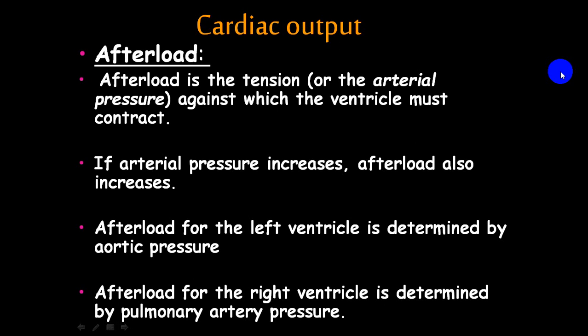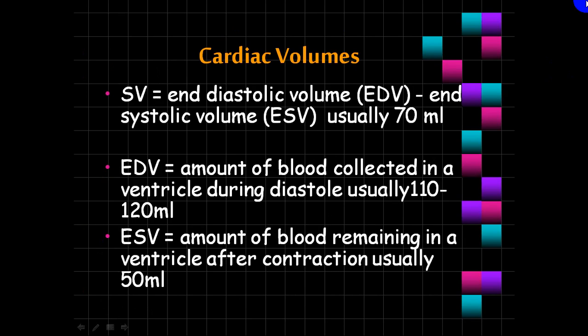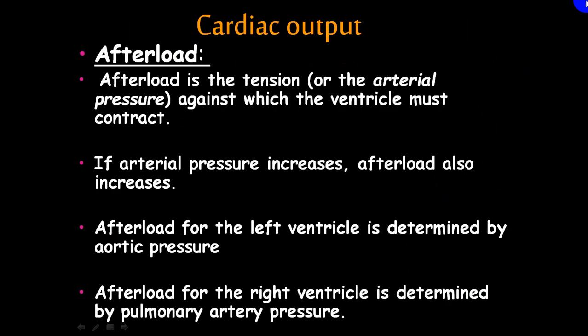If the arterial pressure increases, so the resistance increases, afterload also increases. Afterload for the left ventricle is determined by the aortic pressure, while afterload for the right ventricle is determined by the pulmonary pressure. The afterload and preload concepts are important.